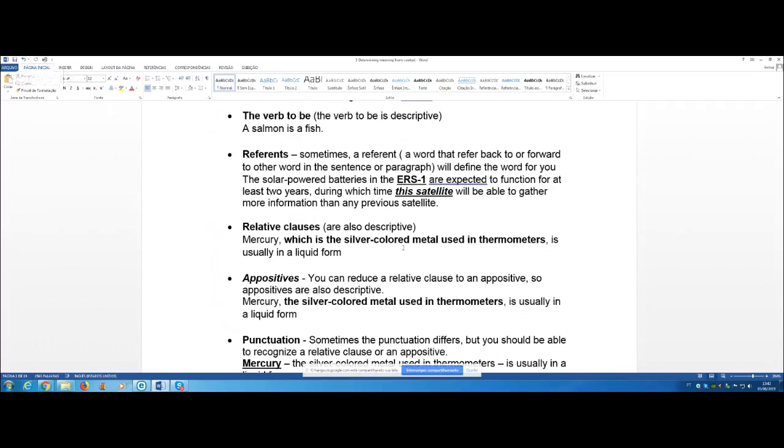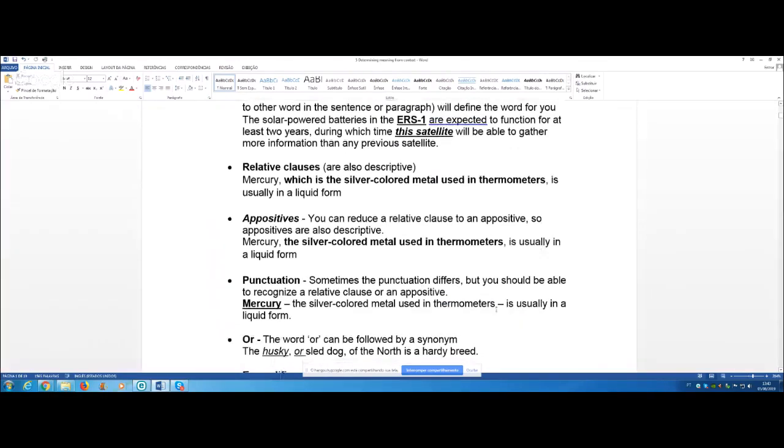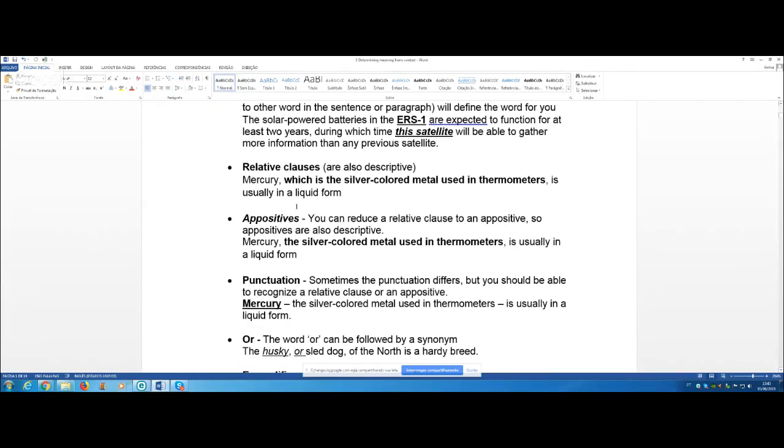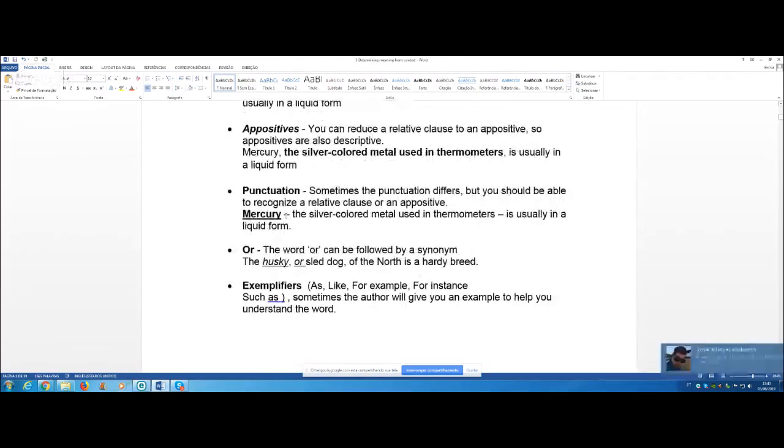You already know that a relative clause can have a comma, or can be another punctuation. See? It's still a relative clause, okay? You just need to be able to recognize a relative clause or an appositive. Another little reminder: an appositive is just a relative clause, shortened. Now, the word or.